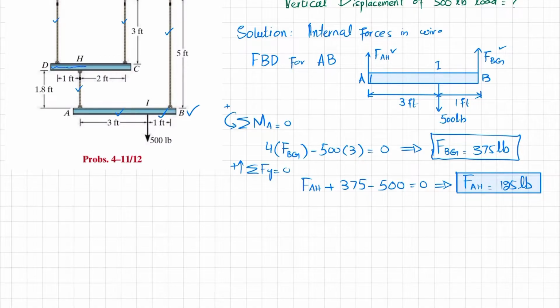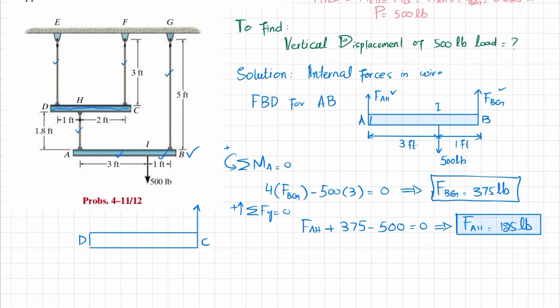Now we will move toward member DC and we will draw the free body diagram over here. So this is your member, this is your point D, this is your point C. At C we have an upward force that is represented as FCF. At point D we have an upward force, that is FDE, and at point H we have a force that will now be downward, and this will be FAH. In AB it was in the opposite direction, and here it is taken as downward. Clear? Also the distance between D and H is 1 foot, and from H to C this distance is 2 feet.